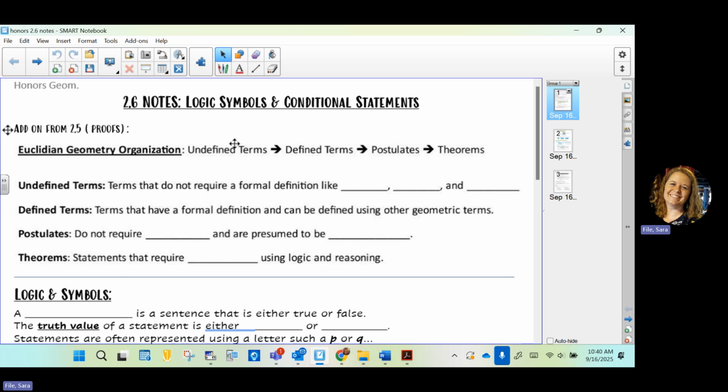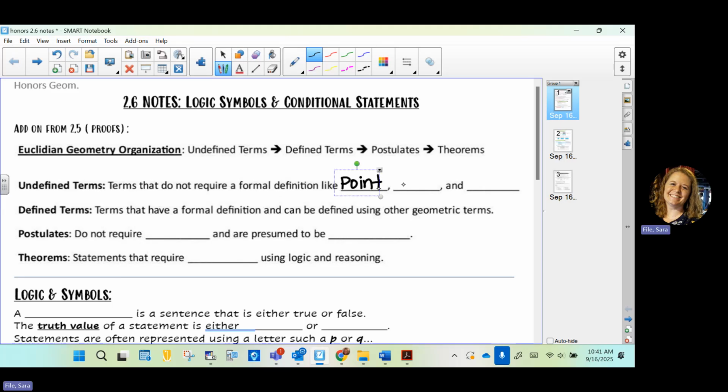So it starts with the basis of your undefined terms. We talked about what those three undefined terms were back in Unit 1. Does anybody remember the three undefined terms? Like, we can describe them, but they don't have a formal definition. Ian? Point, good. Nathaniel? Plane. Line, good. So point, line, and plane are our three undefined terms.